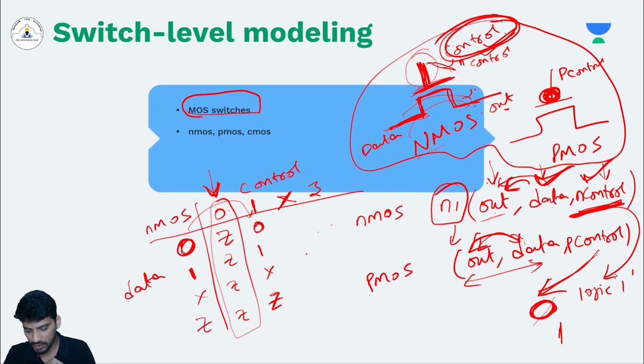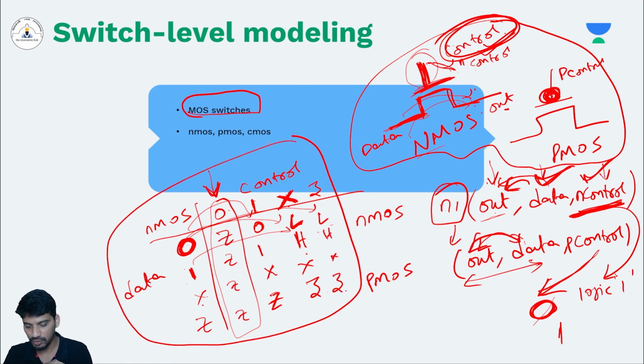Then we'll see what happens if the control is X. If the control is X and data is 0, then the output will be L. L here means logic low, it can be either 0 or X. Similarly, if your control is X and your data is 1, then it will be H. H means logic high, which is either 1 or X. If your control is X and data is X, then you will have X. Similarly, control X, data Z, then you will have Z. The same thing happens if your control is Z also: L, H, X, Z. So this is the truth table of NMOS.